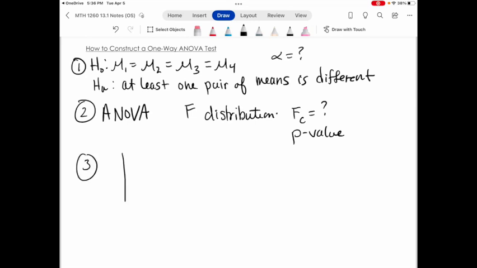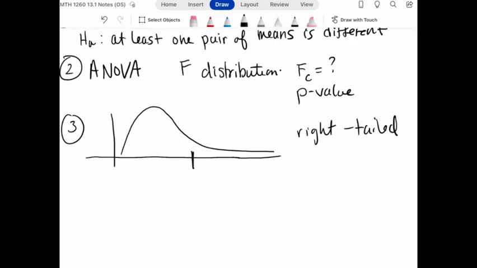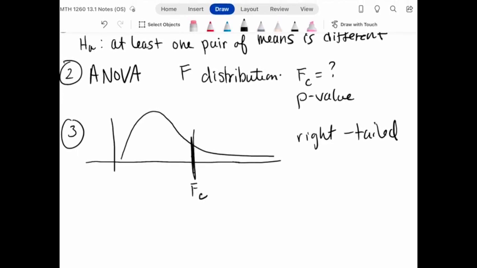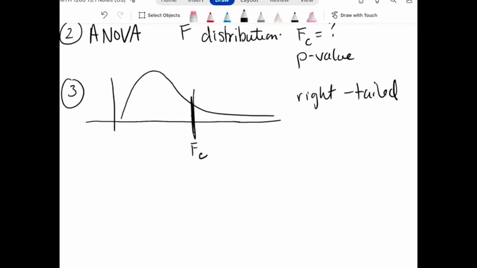Now, with the F distribution, you're still going to find your rejection region. However, when you draw your graph, an F distribution looks like this, and it's always going to be right-tailed. Now, when you're looking for that cutoff point to define your rejection region, and you're looking for that F critical value, there are a couple of things that you need to know.